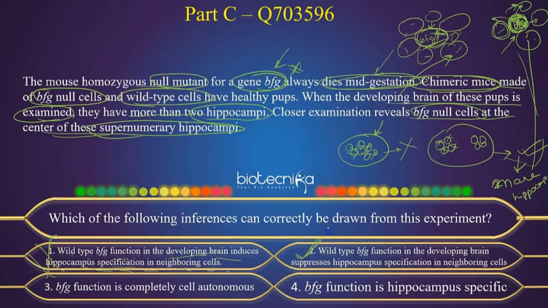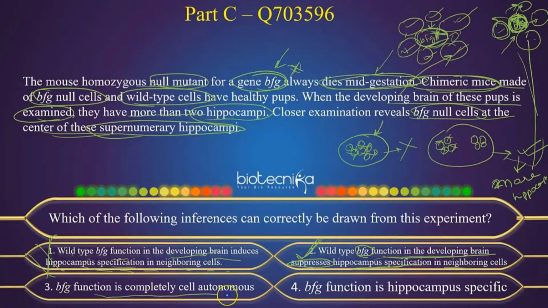The second option, on the other hand, does make sense, because wild type BFG function in the developing brain suppresses hippocampus specification. That makes sense because BFG suppresses, doesn't allow the hippocampus to form. That is why if BFG is not present, it cannot suppress the hippocampus, and that is why so many hippocampus are formed. Okay, wild type BFG function suppresses the hippocampus.